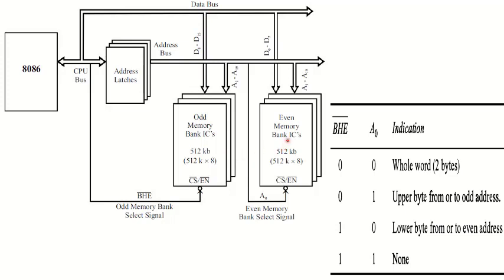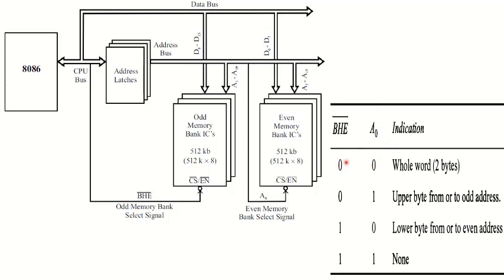If you select this memory bank, say this is the even memory bank, this even memory bank is selected whenever A0 is 0. So whenever the even memory bank is selected, at that time you will get D0 to D7, the lower data byte.